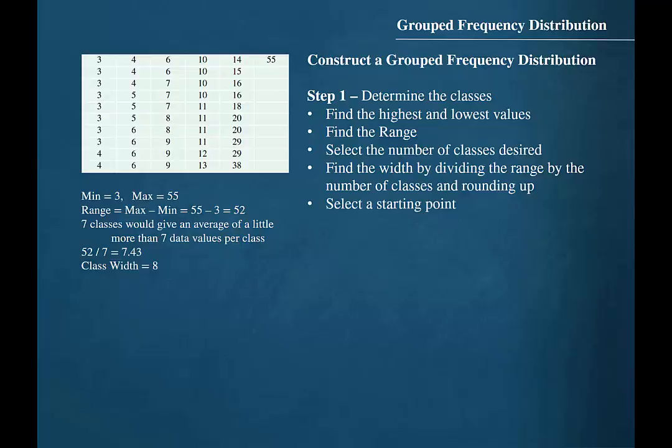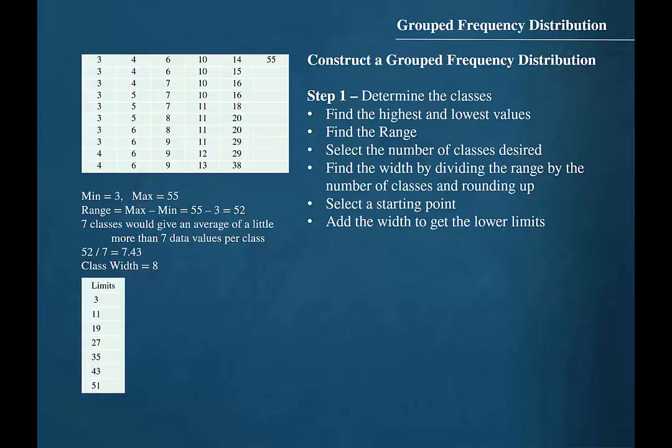Select a starting point. This can be the smallest data value or any convenient number less than that. The starting point will be the lower limit for the first class. We will use the minimum value of 3. Add the width to get the lower limits. Adding 8 to 3, we get 11 for the lower limit of the next class. Adding 8 again, we get 19 for the lower limit of the third class. We continue this process until we have lower limits for 7 classes.